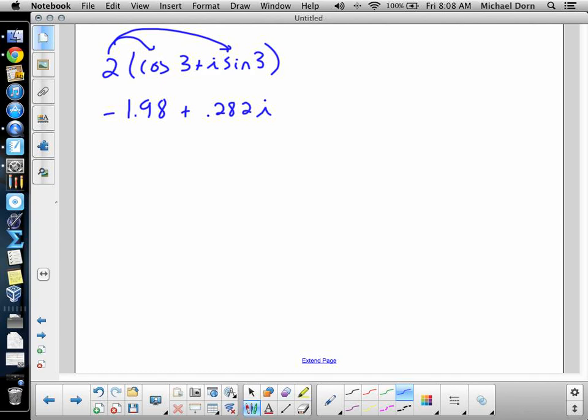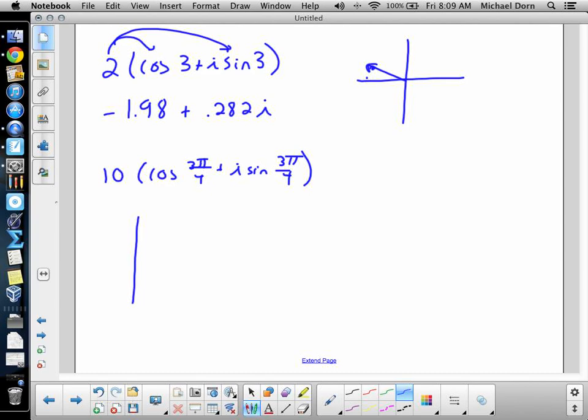Now, for 10, it's an identity angle. 10 cosine 3 pi over 4, i sine 3 pi over 4. This is a little harder because I'm not sure exactly where 3 is. I mean, 3 is a little less than pi radians. So if you wanted to sketch that one, that's over here somewhere, a little bit less than pi. And that makes sense. 3 pi over 4, okay, 3/4 pi is going to be right there.